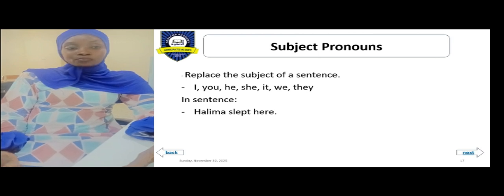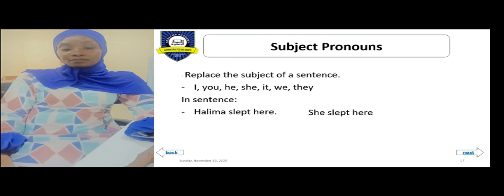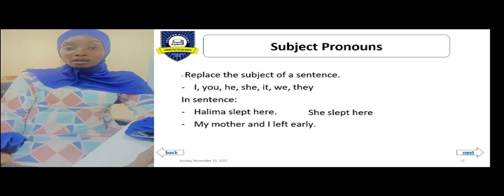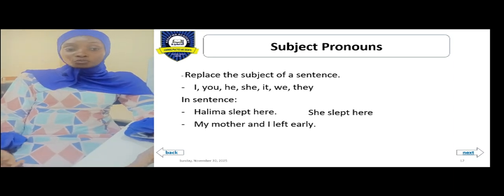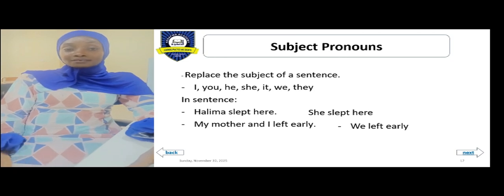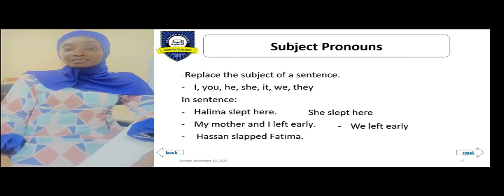She slept here. Then we also have: my mother and I left early. My mother and I did the action. So my mother and I is the subject of that sentence. If you are to replace it with a subject pronoun, it becomes we. We left early. Now the next sentence is: Hassan slapped Fatima. Hassan is the subject because Hassan is performing the action here. And if you are replacing Hassan, you use he. He slapped Fatima.